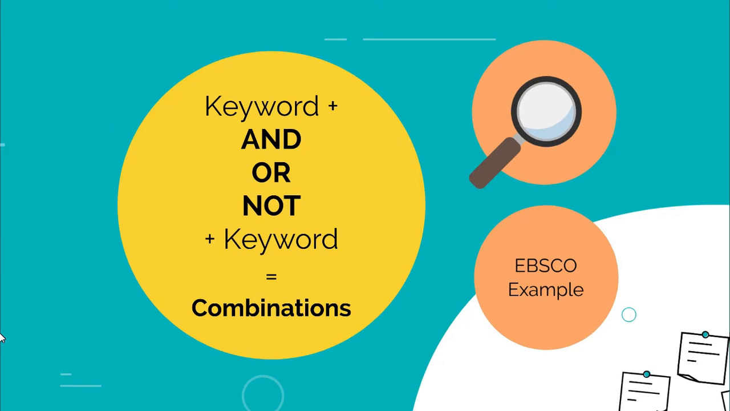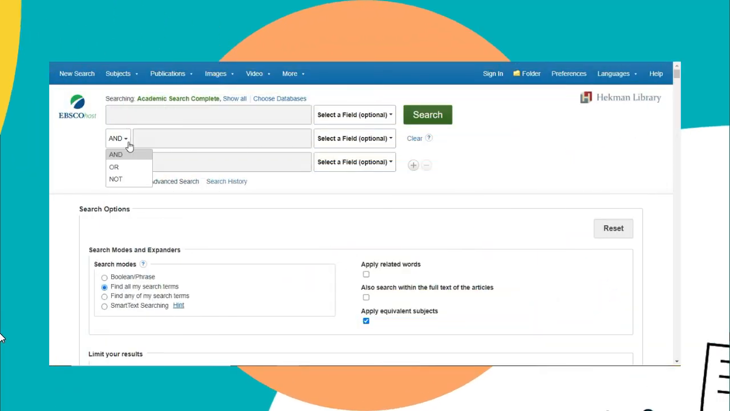Here's an example of how you can use this technique in the Ebsco database. Here, the operators are actually built into the drop-down menus between search boxes, so I can separate each keyword into its own box, like this. Or I can type everything, including the operators, into one box, like this.